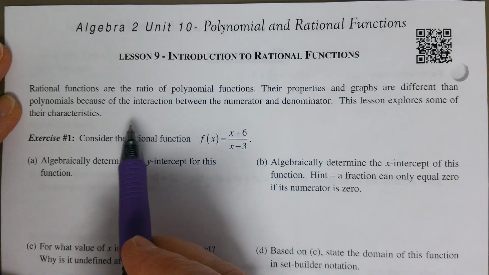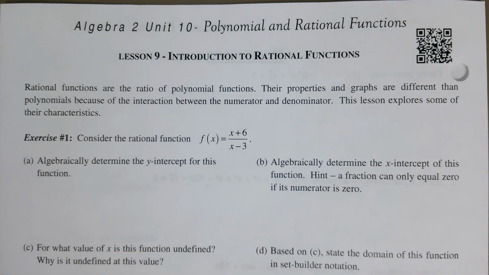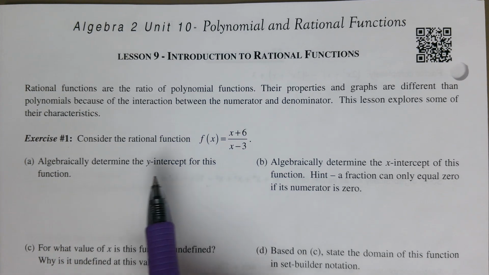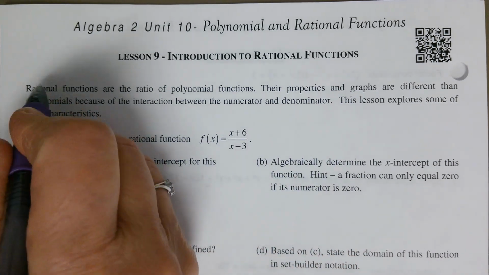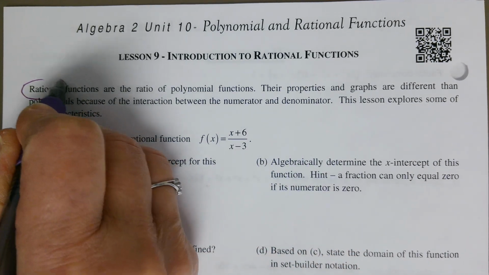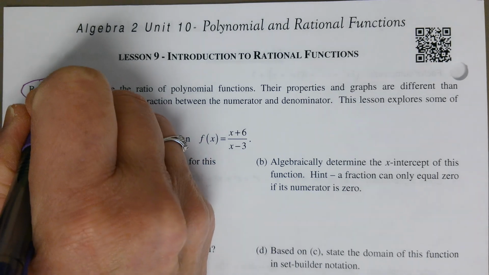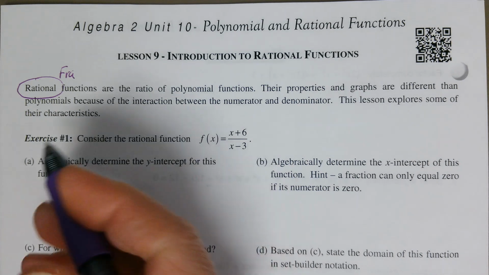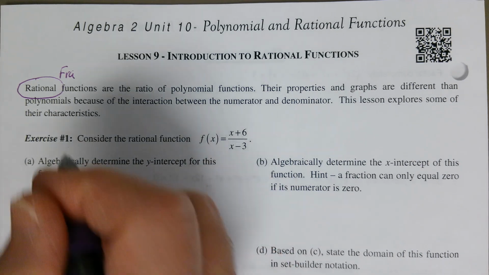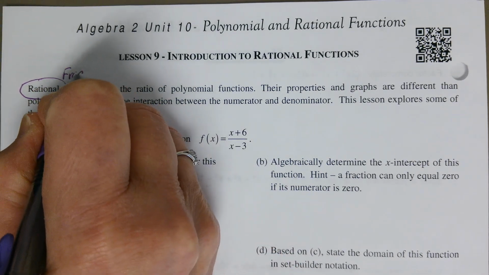Rational functions are a ratio of polynomial functions. Their properties in graphs are different than polynomials because of their interaction between the numerator and denominators. So when we think of rational functions, oftentimes when I think of the word rational, I think of fraction. I mean that its base is ratio, and a ratio can be expressed as a fraction.